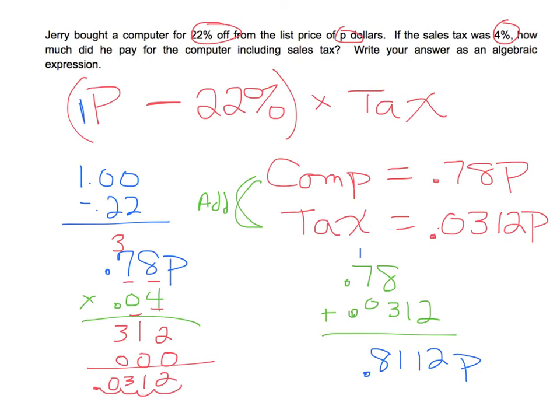So even though we are discounted 22%, when sales tax is added in, we actually end up paying about 81% of the actual price of the computer. And there's actually a couple other ways to do that one I can show you in class as well, but this is one of them. If you got questions, see me.